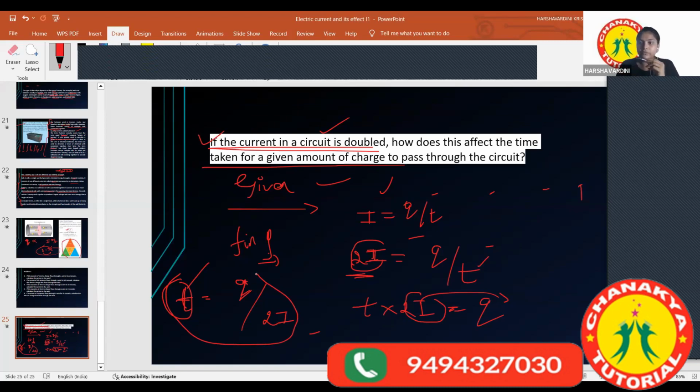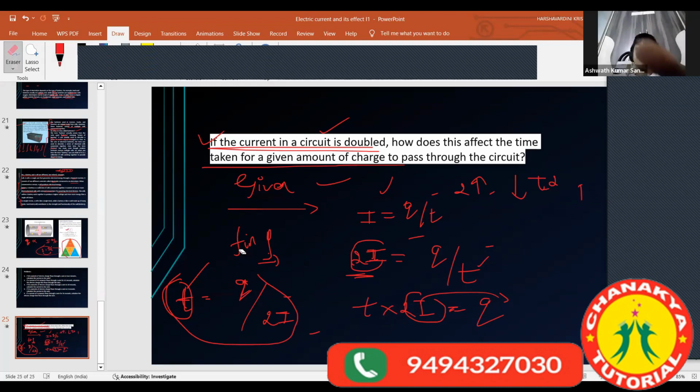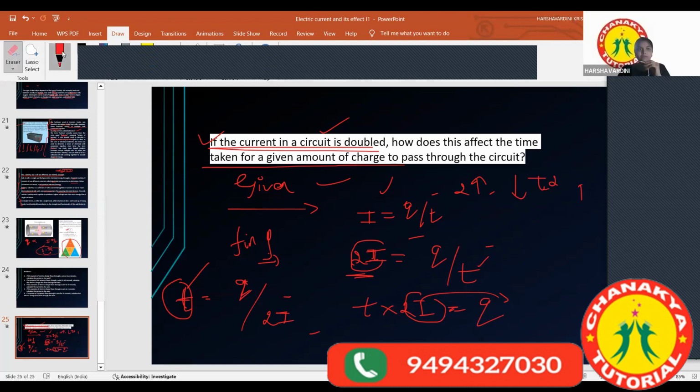They will ask you for proofs. So I want to prove that when current is increased 2 times, time will decrease 2 times. So how will I prove that? With the help of solving the equations. So T is equal to Q by 2I. Did everybody understand till there? Yes, ma'am.